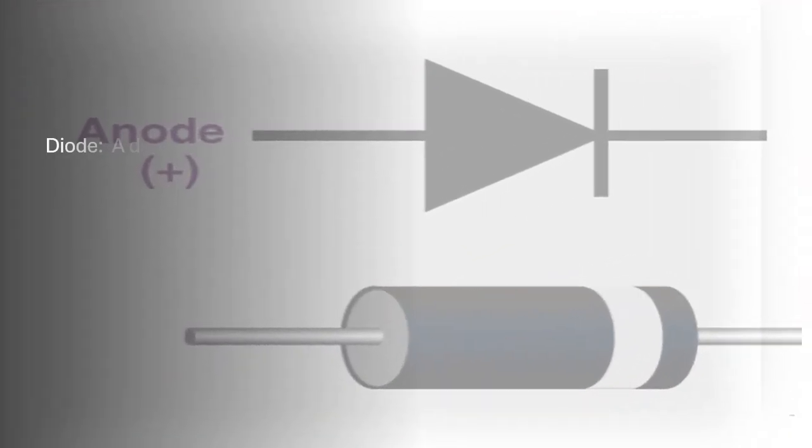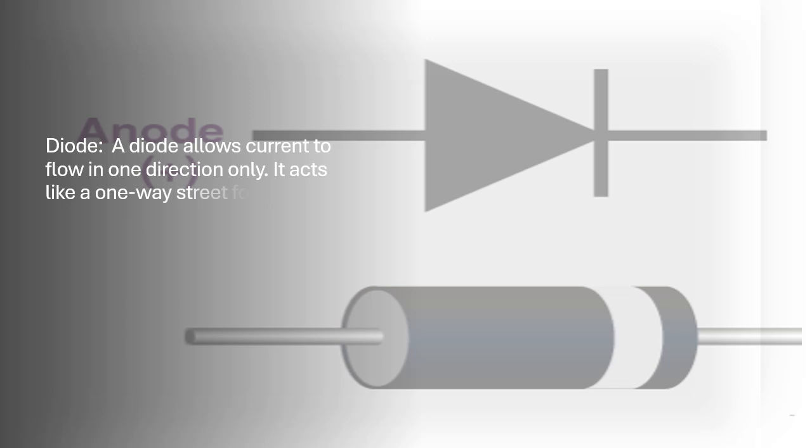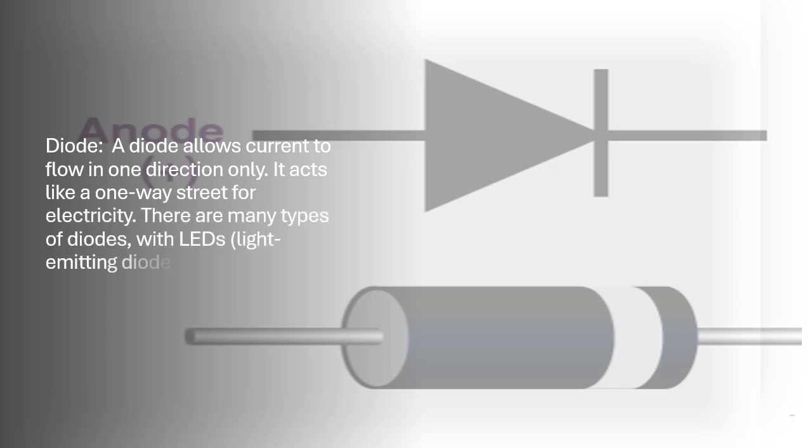Diode. A diode allows current to flow in one direction only. It acts like a one-way street for electricity. There are many types of diodes, with LEDs, light-emitting diodes, being a common example.